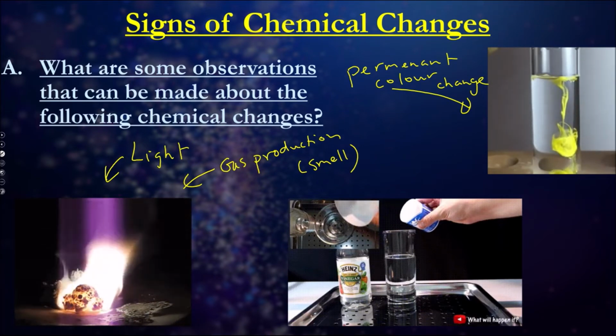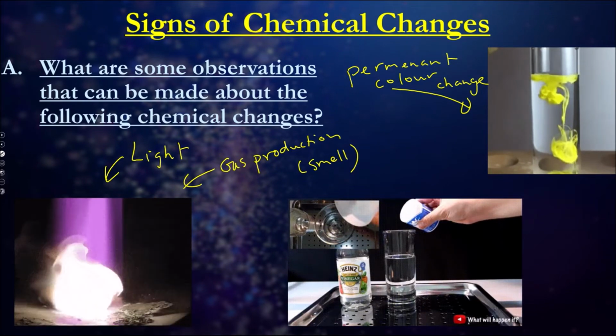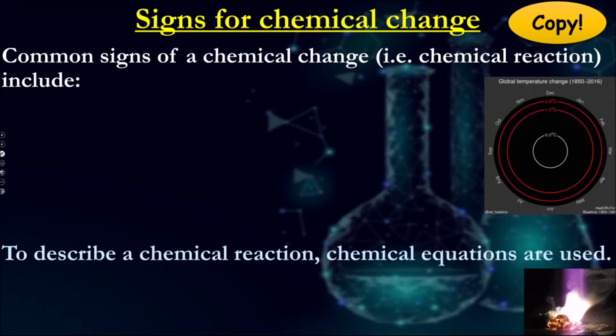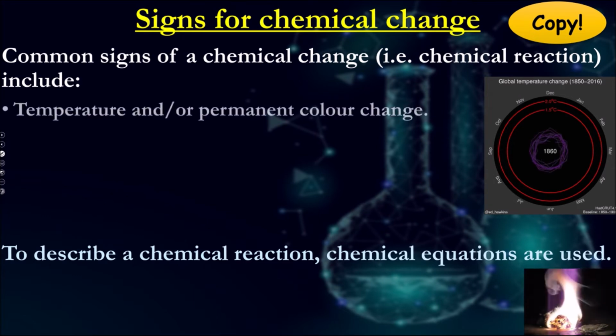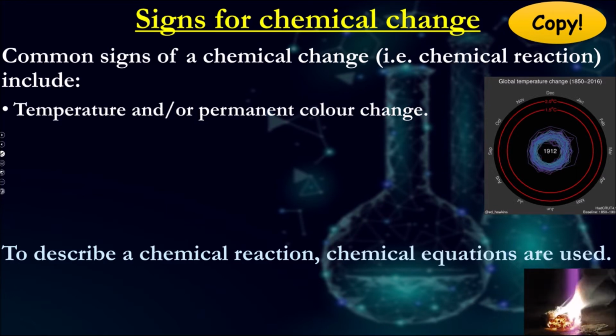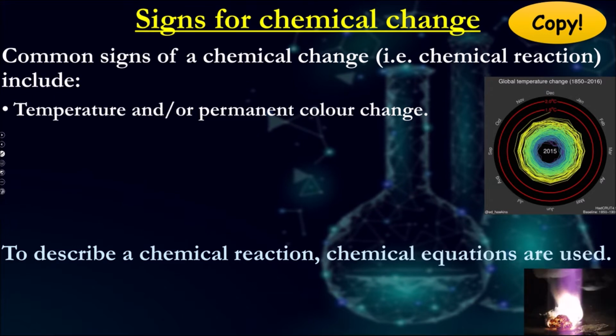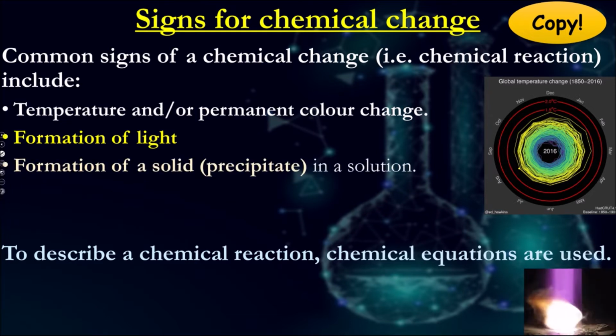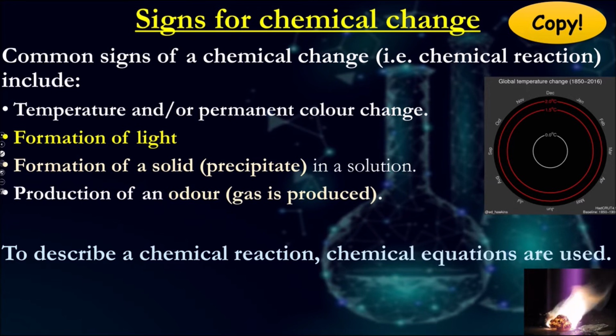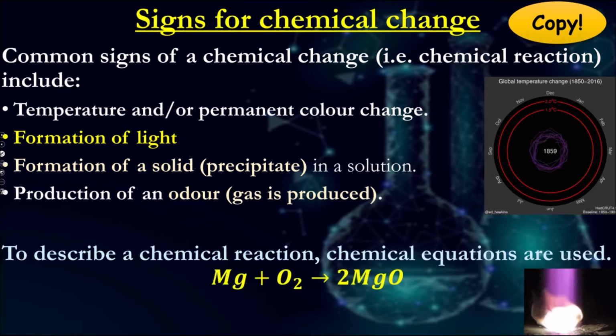So if we summarize this, there are 5 basic points that we can look into. Common signs of a chemical reaction or chemical change. Firstly, you have a temperature or permanent color change. If the temperature has gone up or decreased, that may be an indication that it's a chemical change. Formation of light, formation of a solid precipitate in a solution, production of an odor, so production of gas.